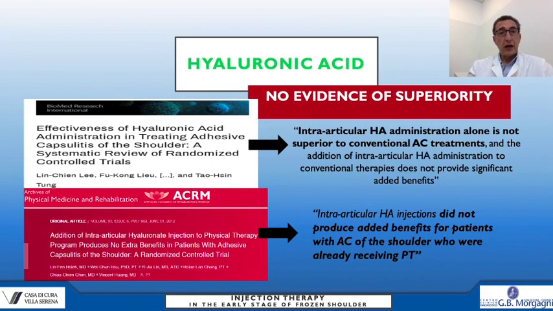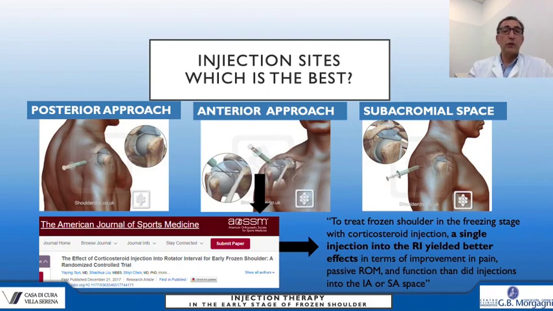We have two studies that don't give any evidence of superiority of hyaluronic acid compared with steroids. We can find this in a systematic review of randomized controlled trials, and at the same time a randomized controlled trial too. So it doesn't make any difference. The thing is that we have to focus now on where we are going to put these drugs and how.